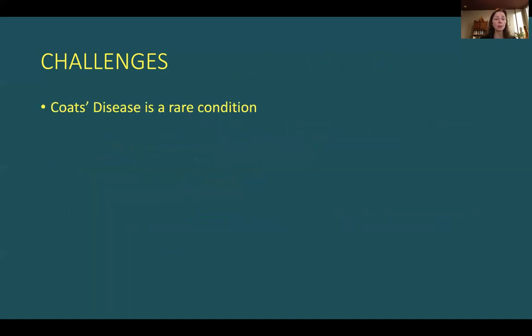What are the challenges? Coats disease is a rare condition. So it's very difficult to do a large clinical trial in which you may have hundreds of patients because it's not that common. It's often missed early because there aren't symptoms present, unless you actually look for visual acuity in each eye.